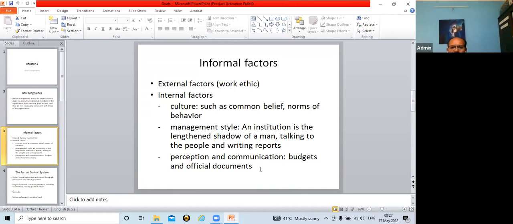So if you are targeting that each and every employee should be in line with company objectives, that is goal congruence. It is like this: two lines are meeting each other. That is goal congruence. The lines should not go separately. If this is the company line and this is the employee line, they should meet each other. Then only things will happen. If they are going separately, then things will not be achieved. That is the main goal congruence.